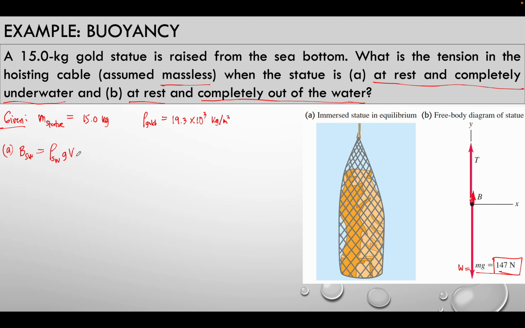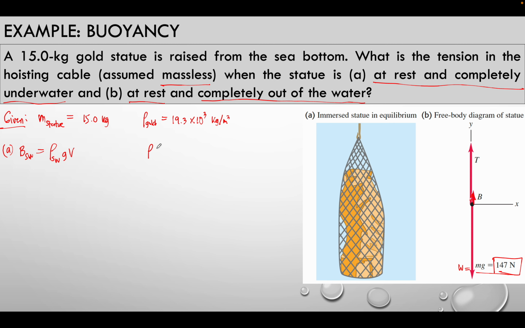As you can see right here, we don't have any values of the density of seawater as well as the volume. We can get the rho of the seawater, but we don't have any volume, so we need to solve first the volume. How can we solve for the volume of the statue? We can solve for the volume using the density equation.